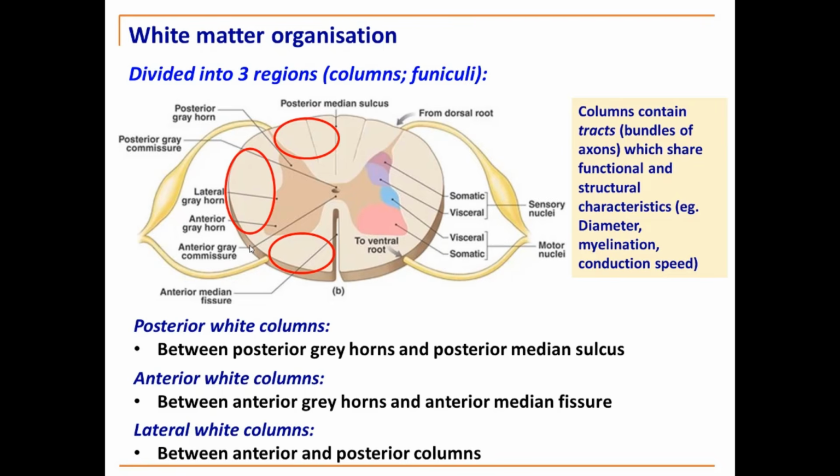These columns contain tracts, or basically bundles of axons, which share functional and structural characteristics. In other words, they have very similar diameters or myelination and therefore conduction speeds. Column bundles with those relatively uniform speeds tend to relay the same type of information, whether it's sensory or motor, in the same directions. And these columns obviously have axons going up and down the spinal cord to and from the brain.